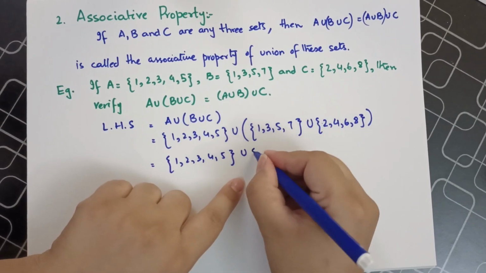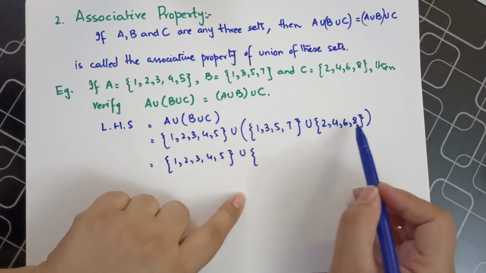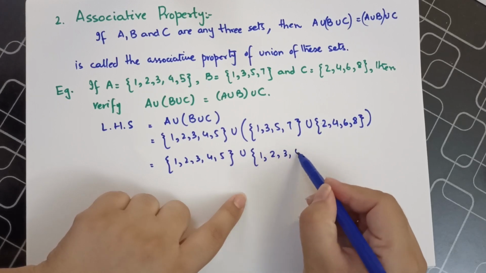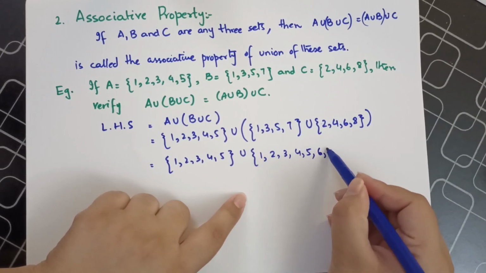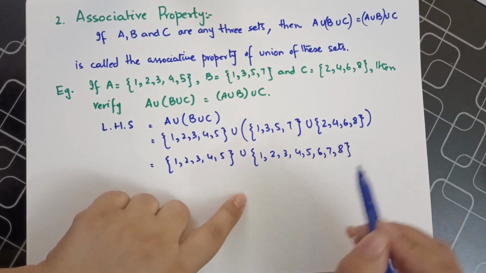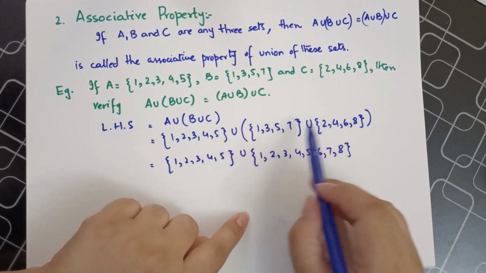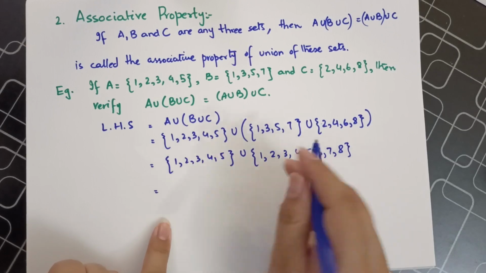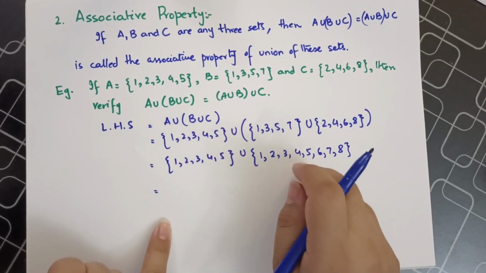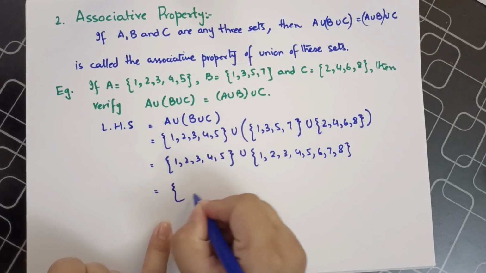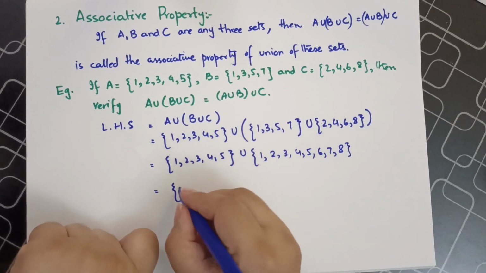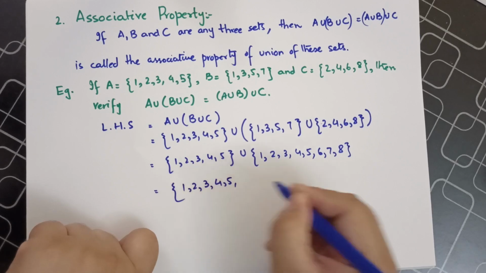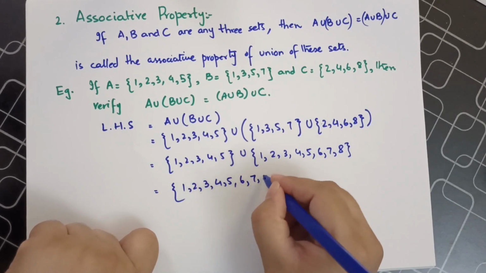{1, 2, 3, 4, 5}. Now since we are going to combine these, we're going to write it as 1, 2, 3, 4, 5, 6, 7, 8. Right? We have written all these digits in a sequence. Now, when we union A and the answer of B union C, you can see the first five elements are the same, so we're going to write them only once: 1, 2, 3, 4, 5 and 6, 7, 8.